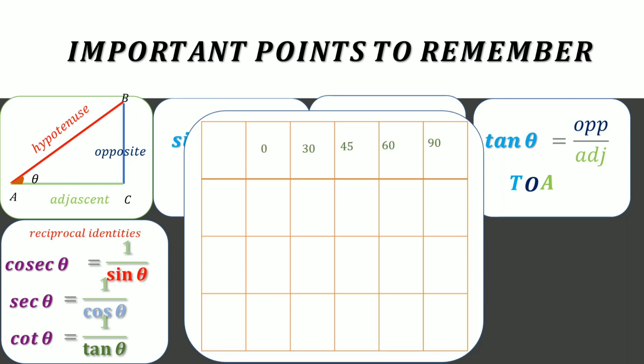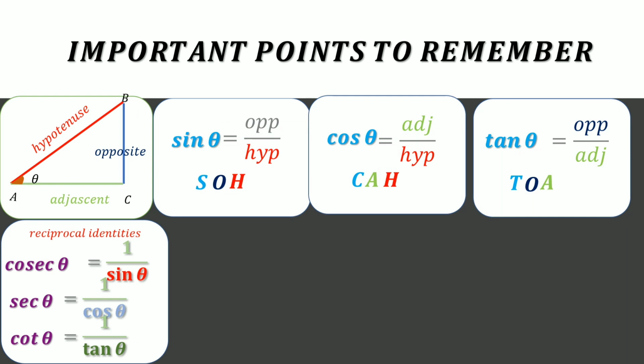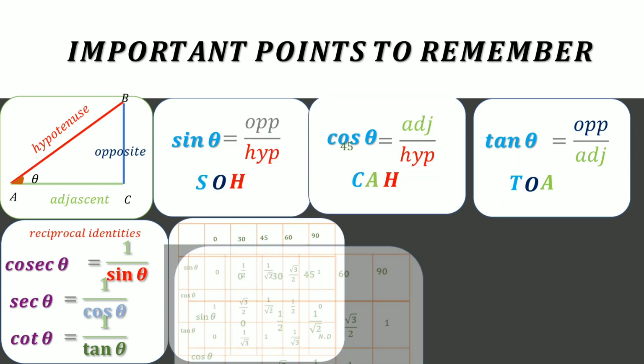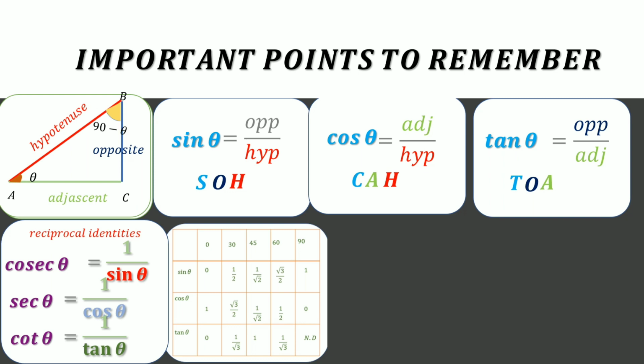Then we should know about the ratios for specific angles, that is 0, 30, 45, 60, 90 for sin theta, cos theta and tan theta. Then we can get the values for the other ratios also. You may wonder, how can we learn all those things by heart? Need not by heart. I will tell a trick in the coming slide.